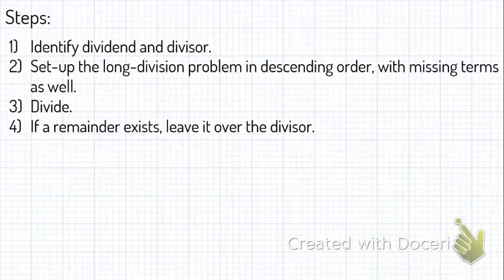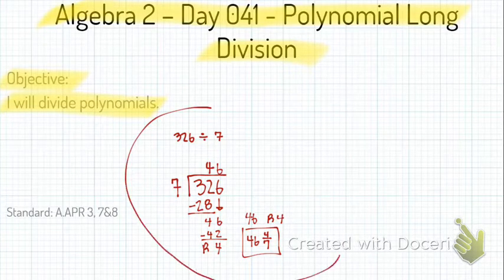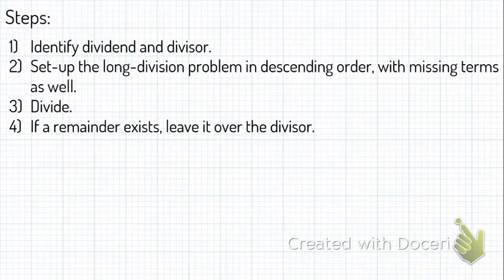Alright, so these are basically the steps. You want to write these down, but this is the same idea. As in long division, we're going to identify the dividend and divisor. We're going to set up a long division problem. Step 2, divide, and if a remainder exists, we're going to leave it over the divisor. So that's just the technical words for what we did back here. All of this, okay?